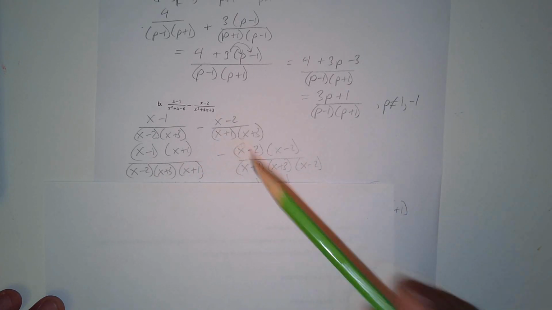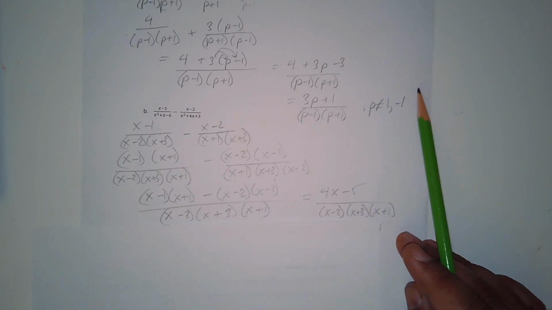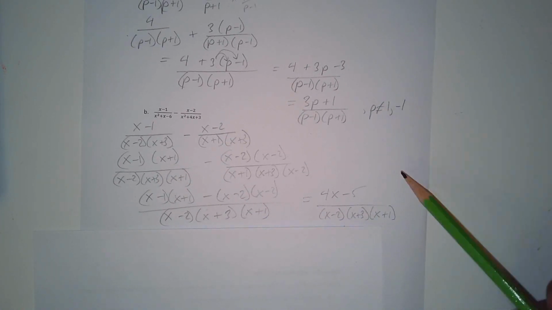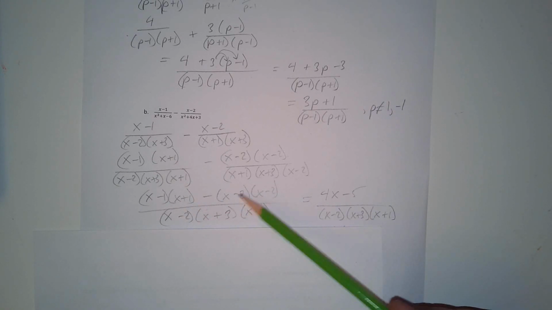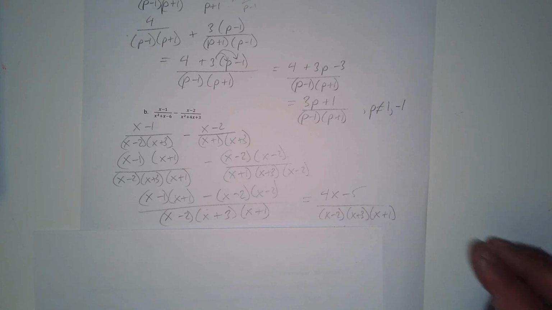Okay, and so now you get this whole thing. And then what you can do is you can expand each of these two sides and put it together, and that gives you the 4x minus 5.